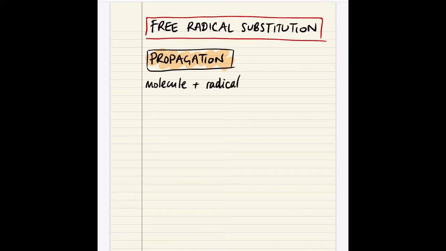That radical is reacting with a molecule. It will produce a new radical, which essentially is that molecule that has lost an atom, and then a new molecule where that atom has been transferred across to our original radical. And these come in pairs, as we'll see in a second.